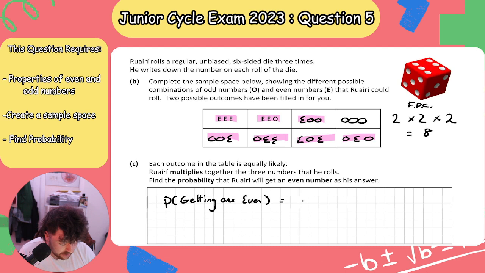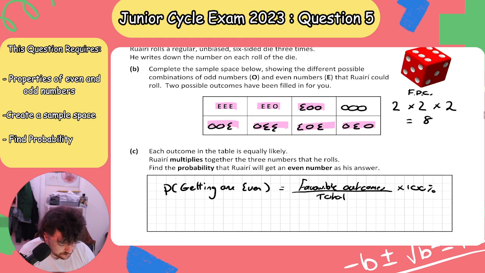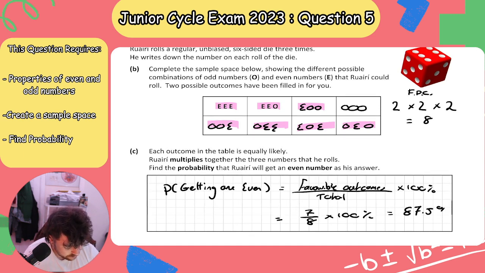Remember, to get a probability, it's favorable outcomes over total outcomes, times 100 if you want it as a percentage. So it's going to be 7 over 8 times 100%, which is 87.5%. So he has an 87.5% chance of getting an even number.